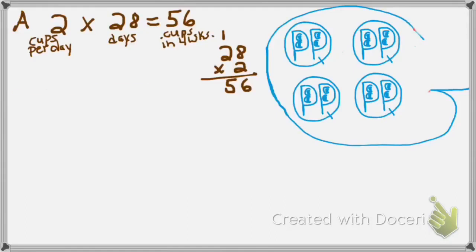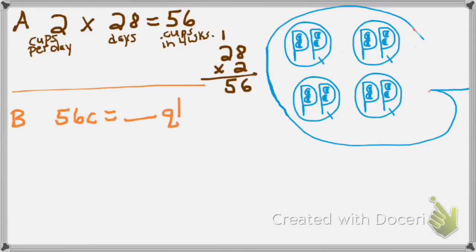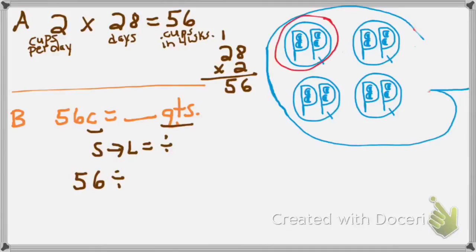Now we need to do part B, so let's put a line to separate it, and we're going to convert that 56 cups into how many quarts. Well, again, we look at our units, cups and quarts, and we say that cups is smaller than quarts, so this is going to be a small to large. Small to large means we divide. We take the given fact, which is 56, the operation we just chose, which is divide, and we have to see how many cups are in a quart. So I find 1 quart and count the number of cups inside of it. 1, 2, 3, 4. So there are 4 cups in a quart.